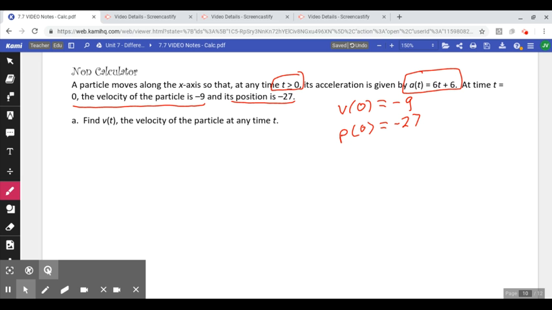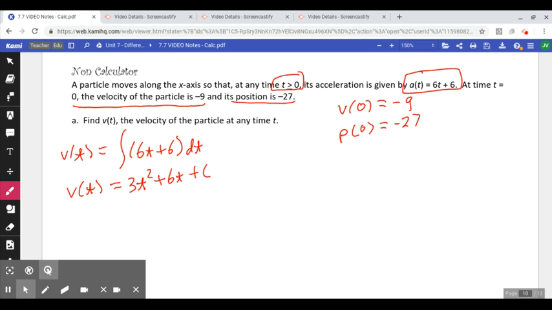To do that, we need to find the antiderivative of a of t. So v of t will be equal to the integral or antiderivative of 6t plus 6 dt. On the left-hand side, we have v of t. On the right-hand side, we'll write 3t squared. That's the antiderivative of 6t, plus 6t, that's the antiderivative of 6, and of course, plus c. We'll use our given information that v at 0 is -9 to substitute that in and solve for c.